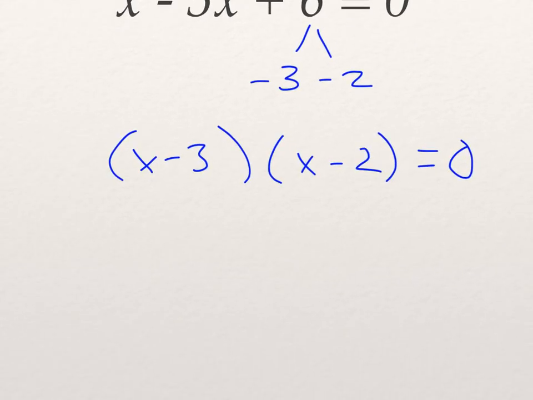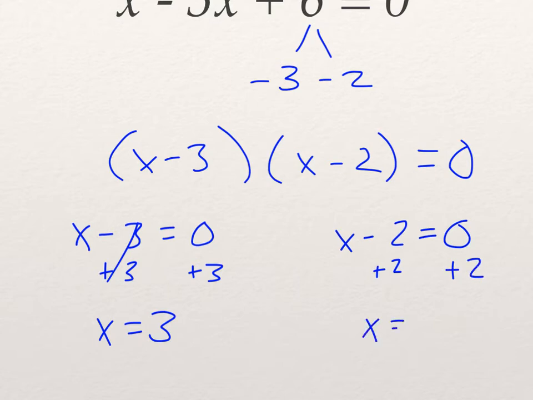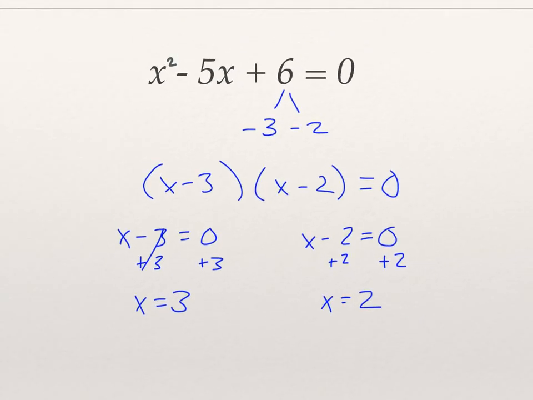Now either one of these can be 0 for our equation to work, so we set x minus 3 equal to 0 and x minus 2 equal to 0. We just break them up into two separate little equations, and then we solve for x. How do we solve for x in our first equation? Add 3. So x is equal to 3. And in our second equation? Add 2. So x is equal to 2. Our two answers are x equals 3 and x equals 2.